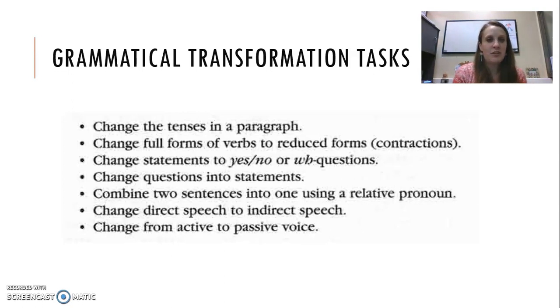So these are all transformation tasks, combining two sentences into one using a relative pronoun, right? Which, that, as an example. Change direct speech into indirect speech or vice versa, and changing active to passive voice or vice versa. These are all the beginnings of writing tasks. They're intensive, but again, not necessarily as engaging.